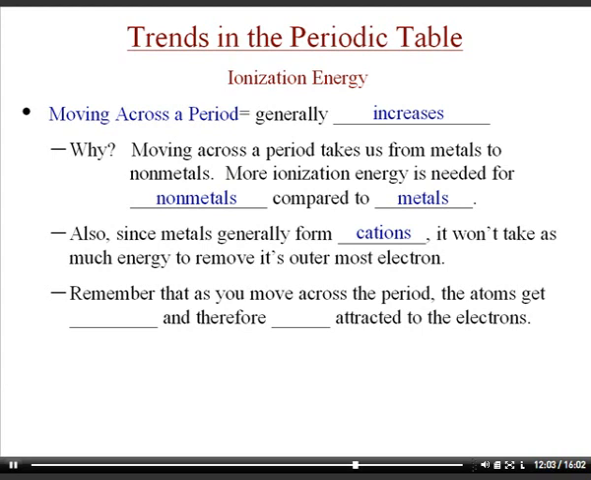And if you remember, as you go across the periodic table, the atoms are going to be getting smaller, and so if the atom's smaller, that electron that you're trying to remove is closer to the positive charge, and so it's going to be more attracted to the nucleus, so it's going to be harder to remove.